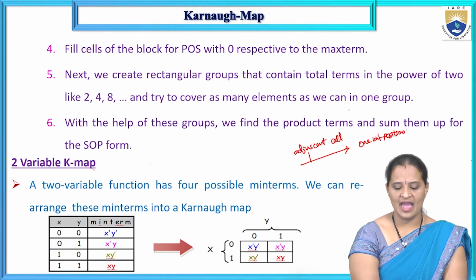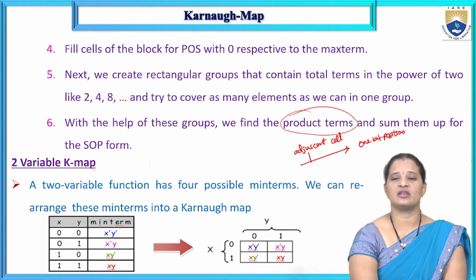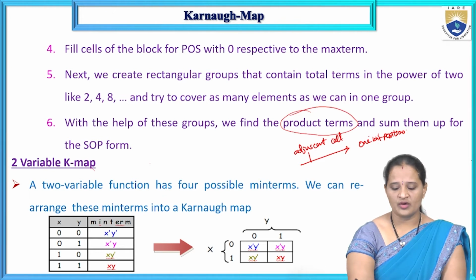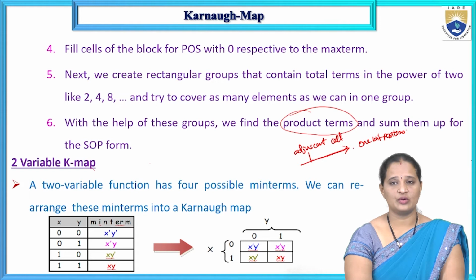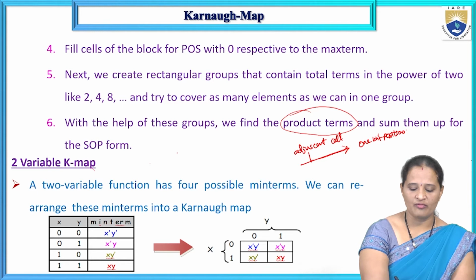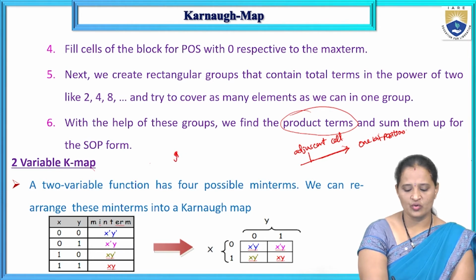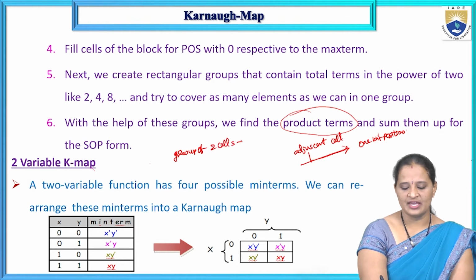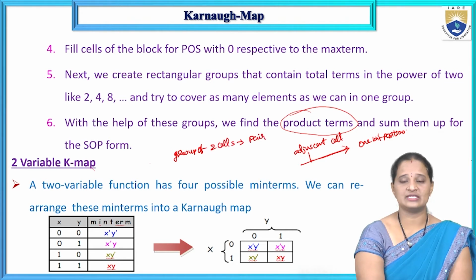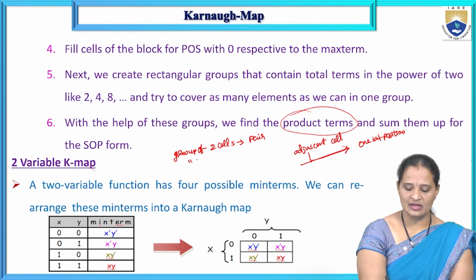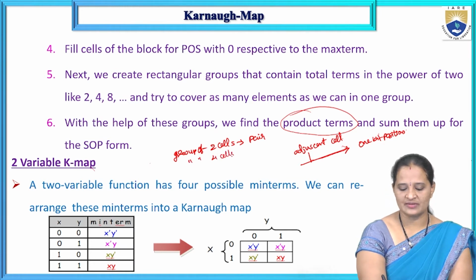So now, we have to find the product terms. How can we find the product terms? We are forming the groups of 2 cells or 4 cells or 8 cells. A group of 2 adjacent cells is said to be a pair. Similarly, a group of 4 cells is said to be a quad, and a group of 8 cells is said to be an octet.